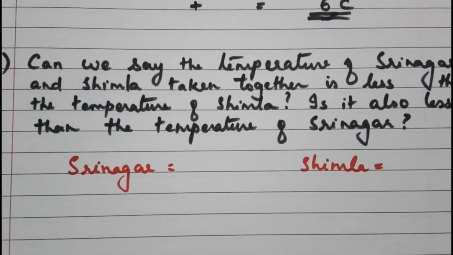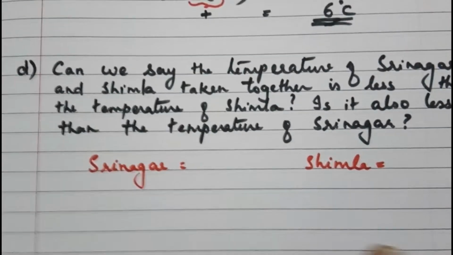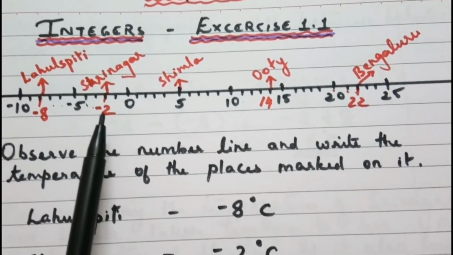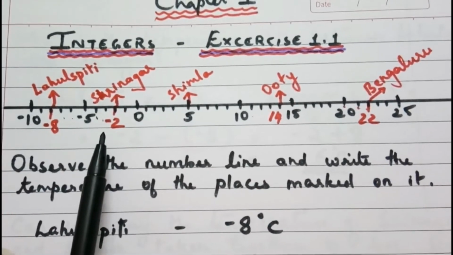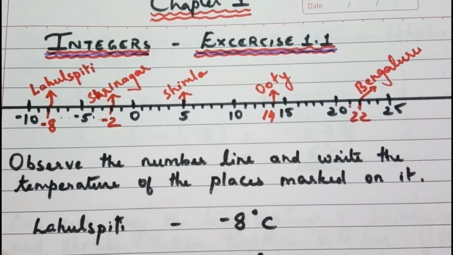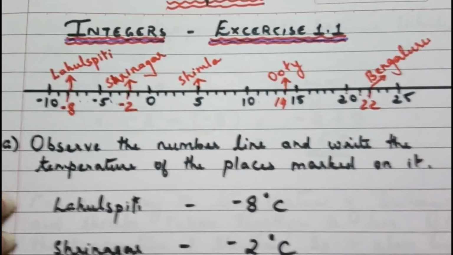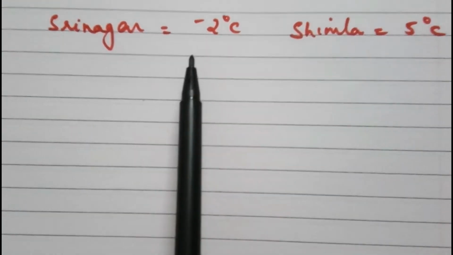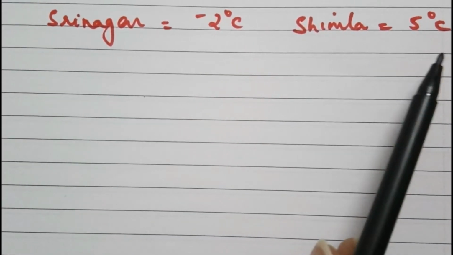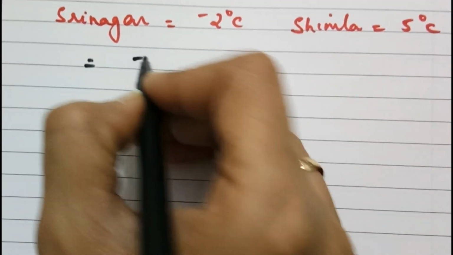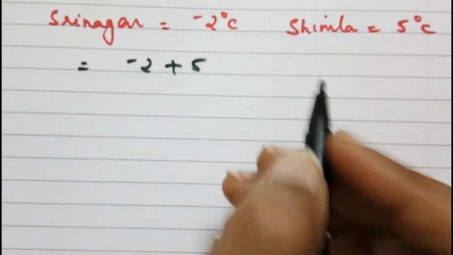Okay, so first for that, let's find out the temperature of Srinagar and Shimla. Here, the temperature of Srinagar marked is -2 and that of Shimla we can see here is 5 degrees. So now let's calculate what is the difference of the temperature here. So here we noted the temperature of Srinagar and Shimla. Srinagar is -2 degrees Celsius and Shimla is 5 degrees Celsius. So since we need to find the difference here, it would be -2 plus 5.